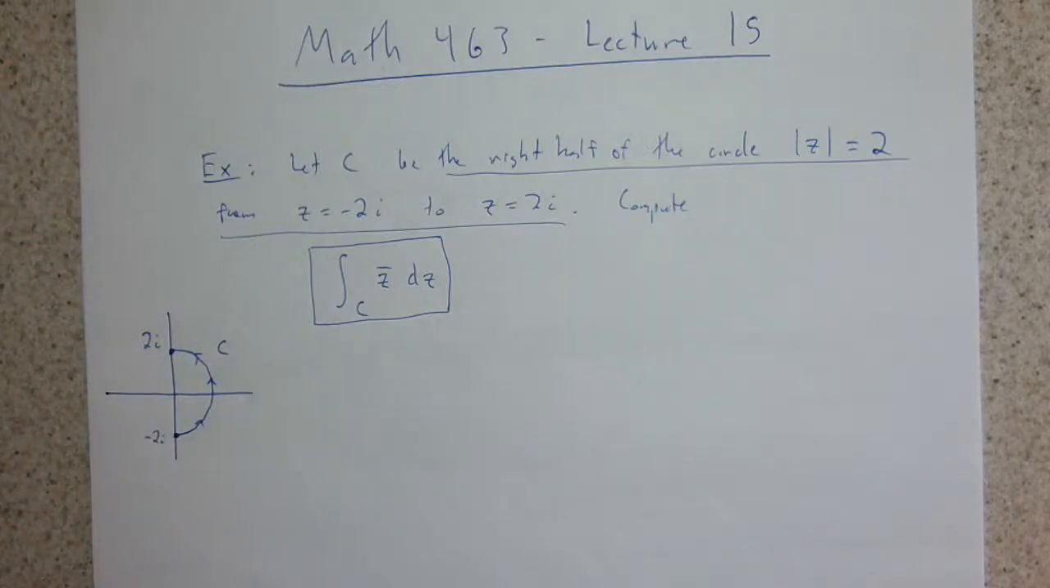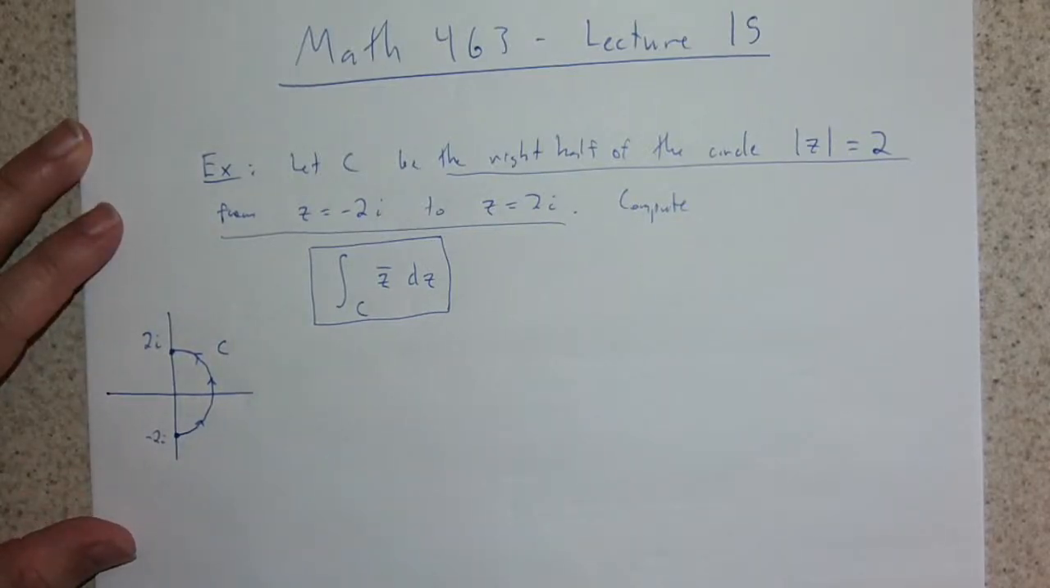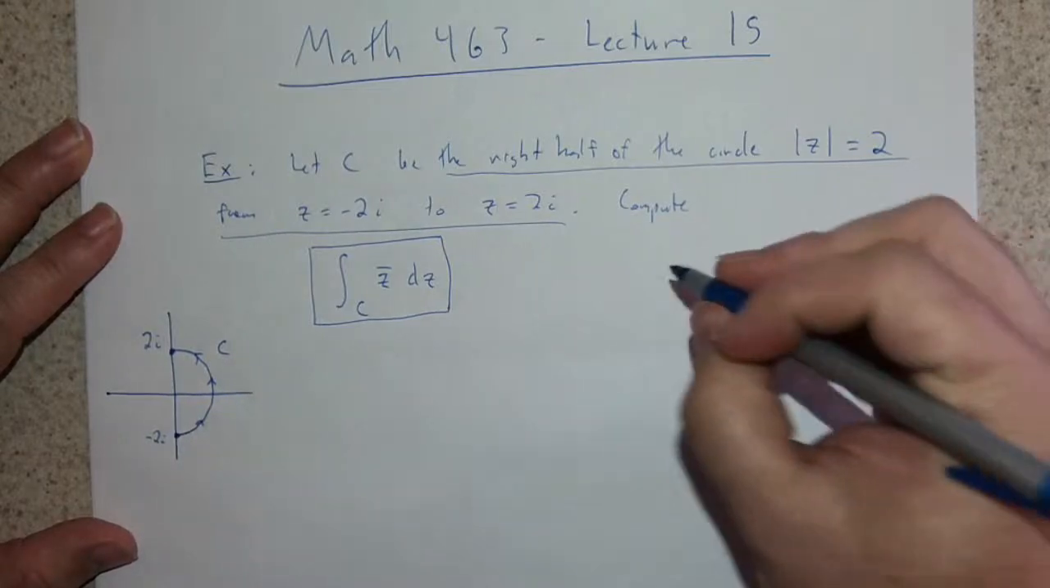It's not a closed contour or closed curve because it has two endpoints. It doesn't close up like a loop, right? So this is definitely a contour. What do I do here? I want to come up with a parameterization for this thing. So how can I do that?